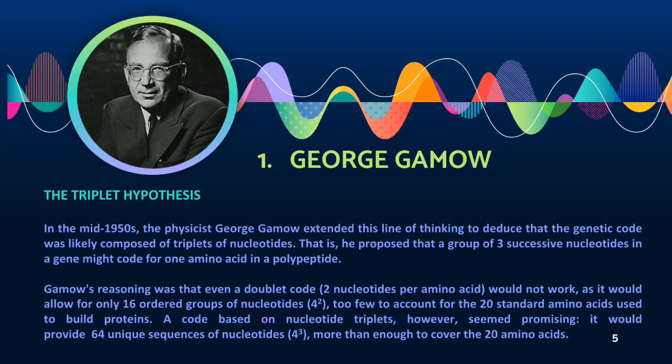Here came the triplet hypothesis. In the mid 1950s, the physicist George Gamow extended this line of thinking to deduce that the genetic code was likely composed of triplets of nucleotides. That is, he proposed that a group of 3 successive nucleotides in a gene might code for one amino acid in a polypeptide.